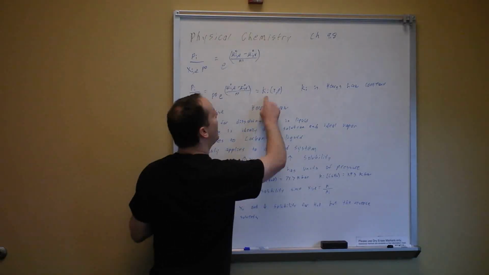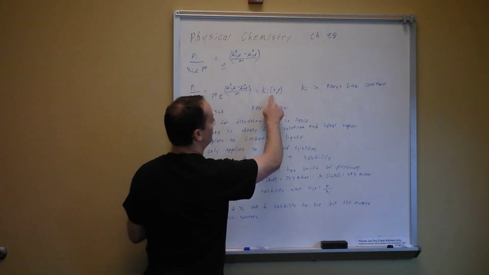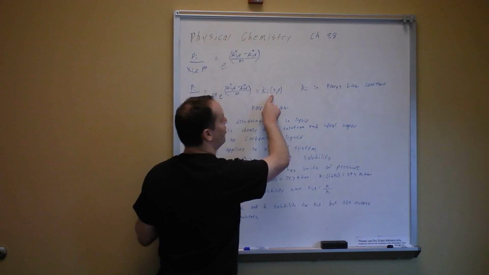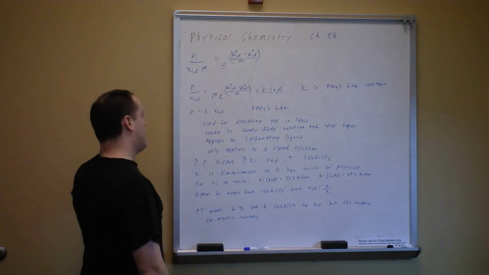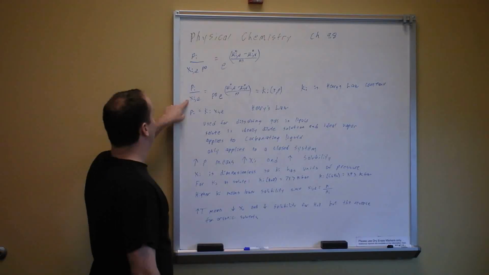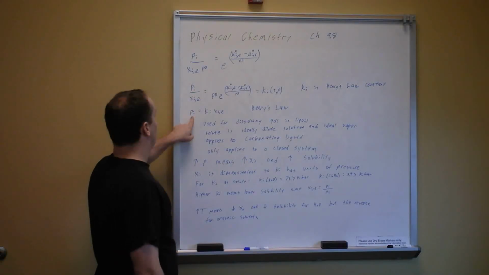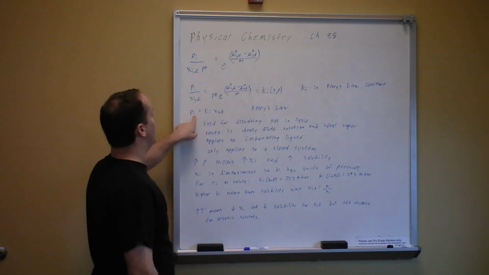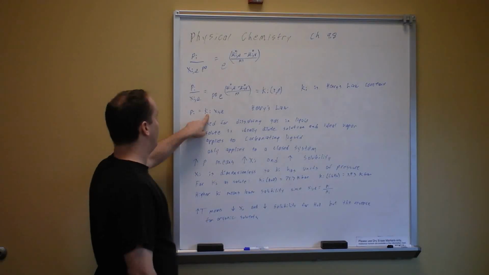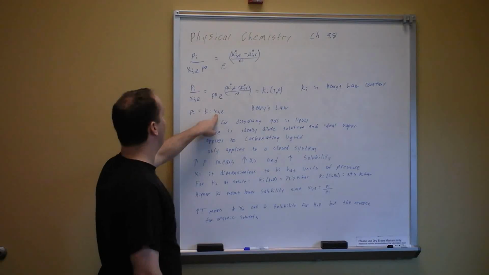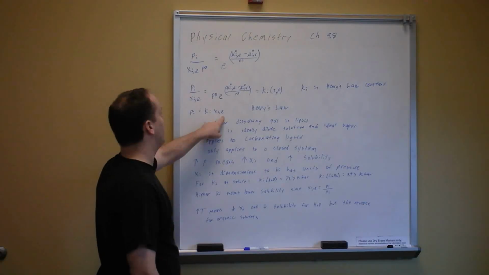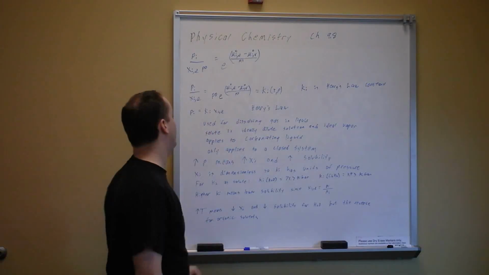That's going to be equal to K I of temperature and pressure. This means it's dependent on temperature and pressure. K I is called Henry's law constant. So just multiplying this by X I now, we get the partial pressure of substance I is equal to the Henry's law constant of substance I for that temperature and pressure times the mole fraction of substance I in the liquid phase. And this is Henry's law.